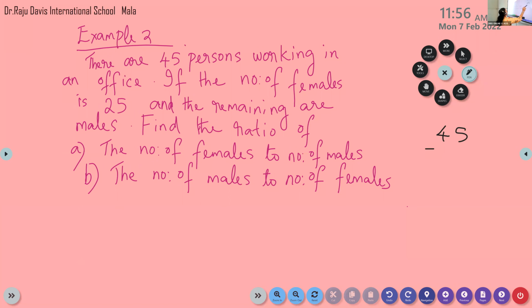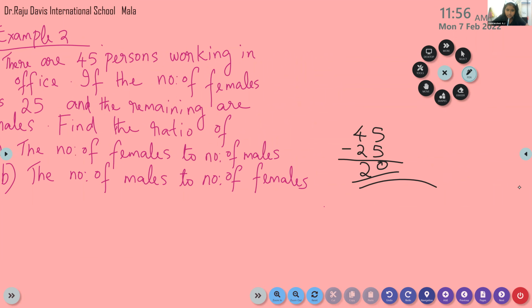Then out of that 25 are females, which means the rest are males. Okay, so how many? Before that you had to remember that. Before finding the answer, you had to remember.